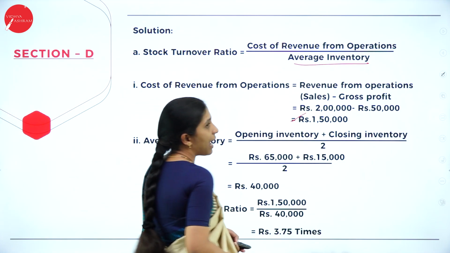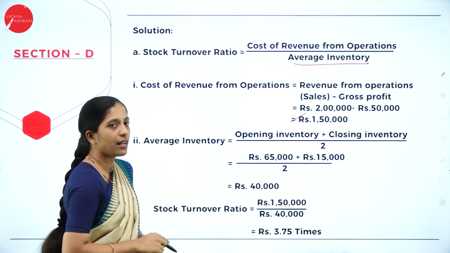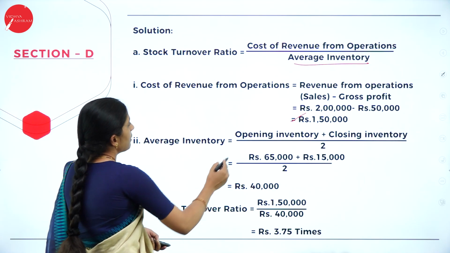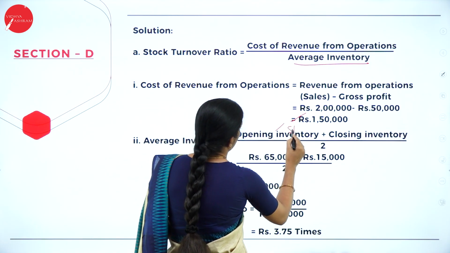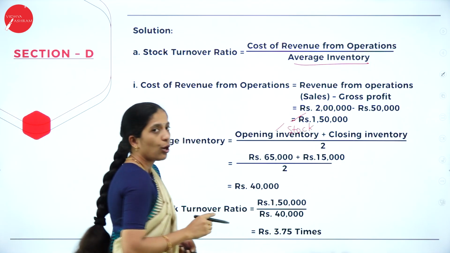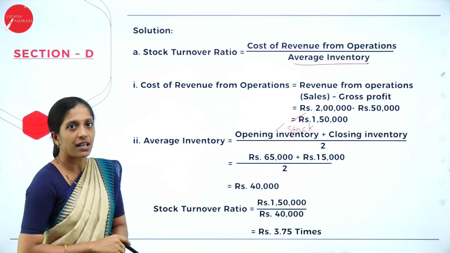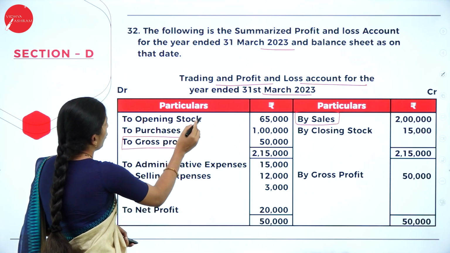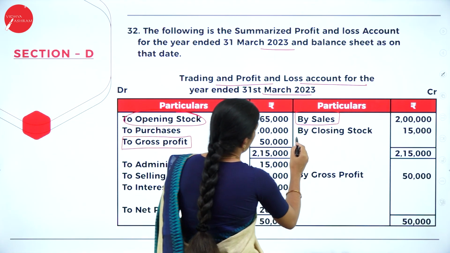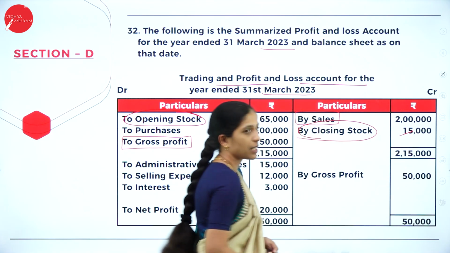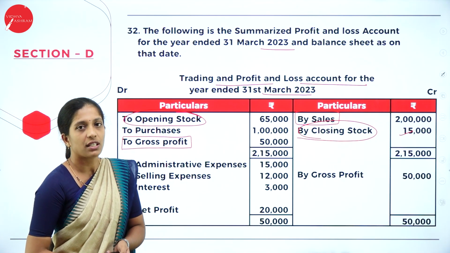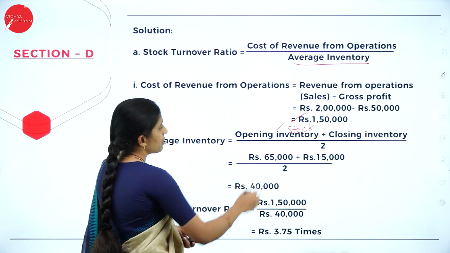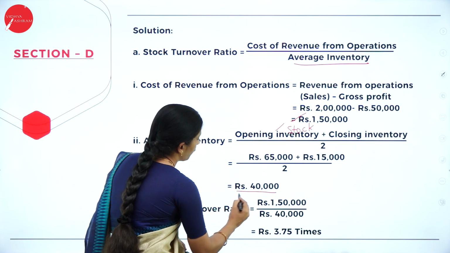Now, we have to find out the average inventory. As you know, the formula is opening inventory plus closing inventory divided by 2. So, where do we get this opening inventory? Opening inventory is nothing but your opening stock. Opening stock plus closing stock divided by 2. We will get this under the trading account. Yes, we have opening stock, that is 65,000, plus closing stock 15,000. 65,000 plus 15,000 divided by 2 will be the average inventory. That is 40,000.